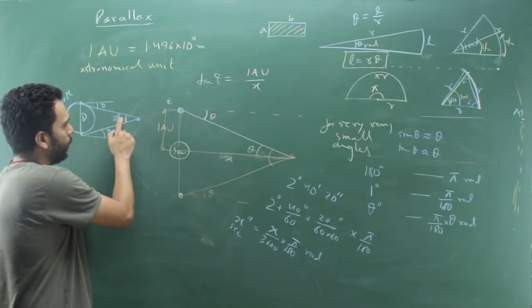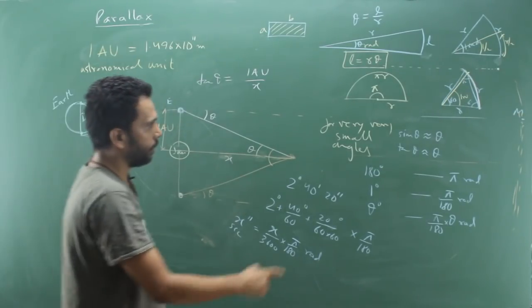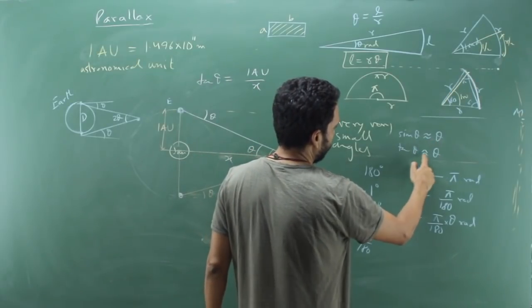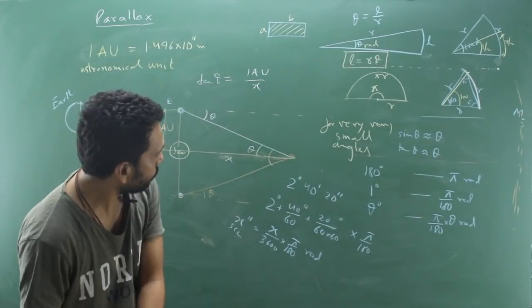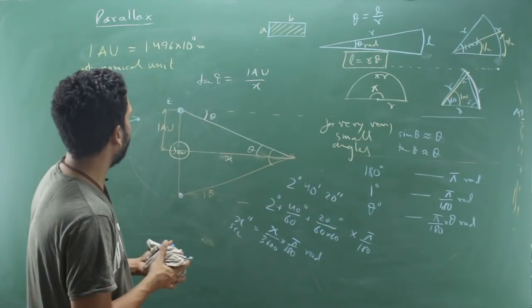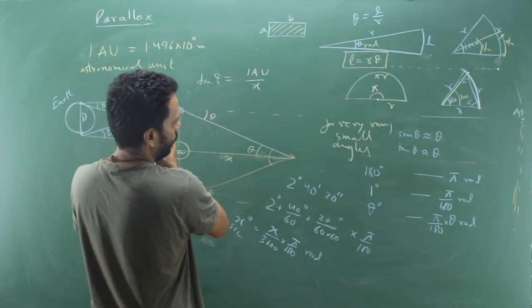Now if this angle is very low, then we'll come to this point that sine theta is almost theta, tan theta is almost theta. How does it help? Again, that is a thing which is being used again and again and again. What part shall I rub off?